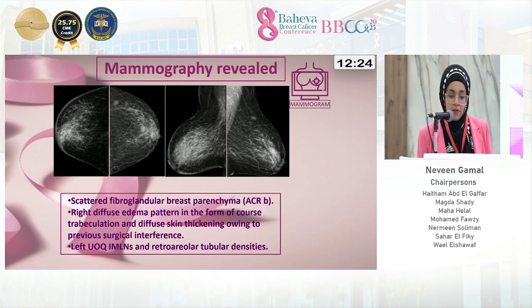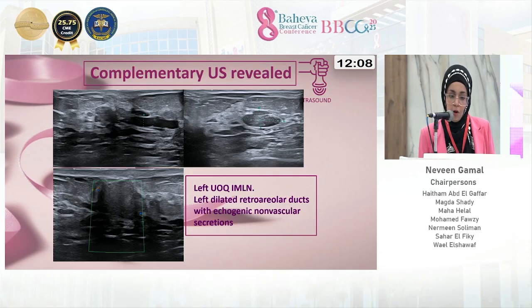Her mammography revealed right diffuse edema pattern in the form of coarse trabeculation and diffuse skin thickening owing to previous surgical intervention, with a left upper outer quadrant intramammary lymph node and also retroareolar tubular densities. Complementary ultrasound revealed a left upper outer quadrant intramammary lymph node and left dilated retroareolar ducts with echogenic non-vascular secretions.